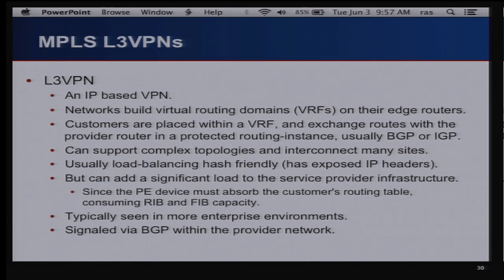Probably one of the biggest downsides is that now the provider router is responsible for carrying these routes in their router. So it starts to add load, but it's also very load balancing friendly. You have direct access to the IP headers, you know kind of what's coming in, and you can hash more effectively on that. And again, it's very common in the enterprise environment, so there's often a lot of money attached to these services. So it's just one more way to do a point-to-point circuit.